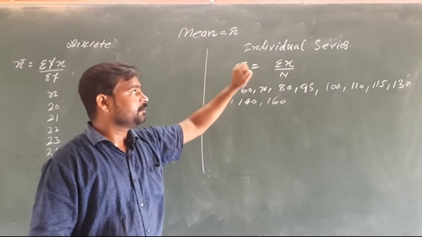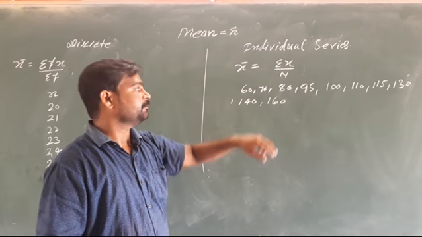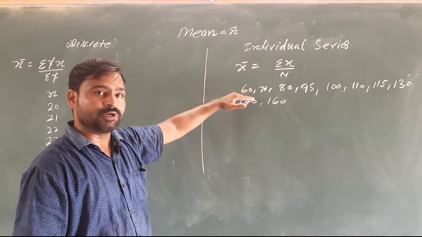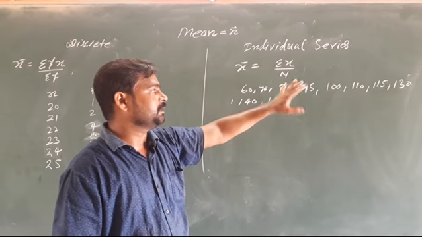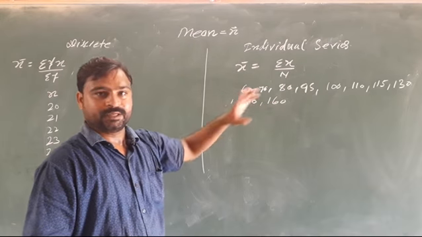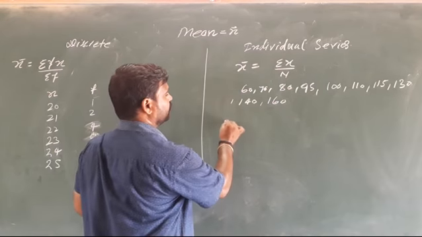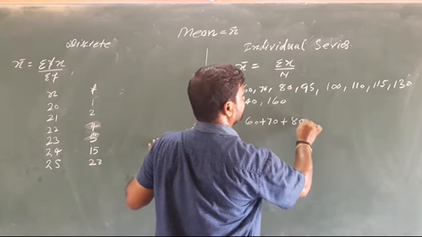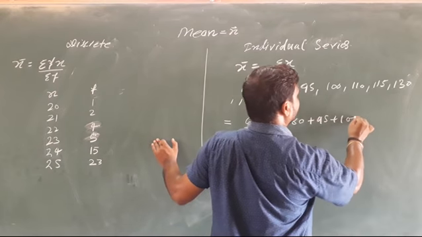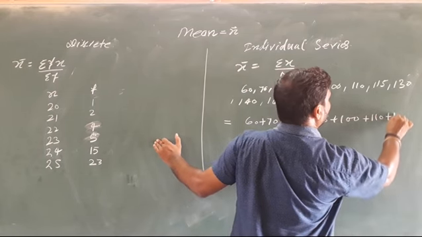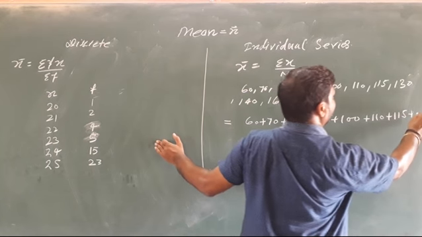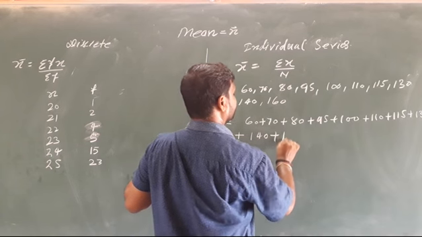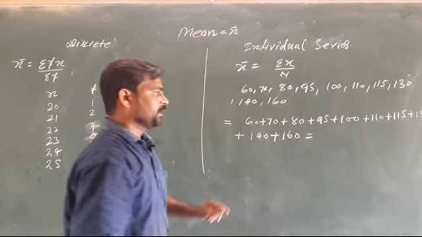First, if we talk about individual series, finding out mean, the formula we use, x bar is equal to sigma x upon n. I have here written some individual numbers like 60, 70, 80, 95, 100 to 160. So finding out mean, firstly we will just make a sum of it: 60 plus 70 plus 80 plus 95 plus 100 plus 110 plus 115 plus 130 plus 140 plus 160. The sum total, you can use calculator.